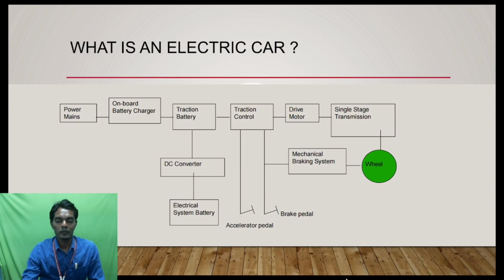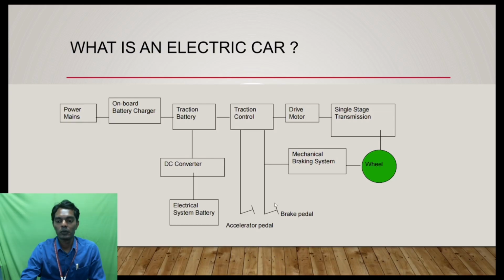So what is an electric car? You can see the main architecture of the electrical vehicle. We have power mains and also an onboard battery charger. From the power mains we get 230 volts AC, and that is converted into DC voltage and used to charge the battery. We have the main component, that is the battery, and a DC-DC converter. Through the DC-DC converter it gives supply to the internal components of the car. Again the same battery gives power to the traction control, that is to drive the motor.